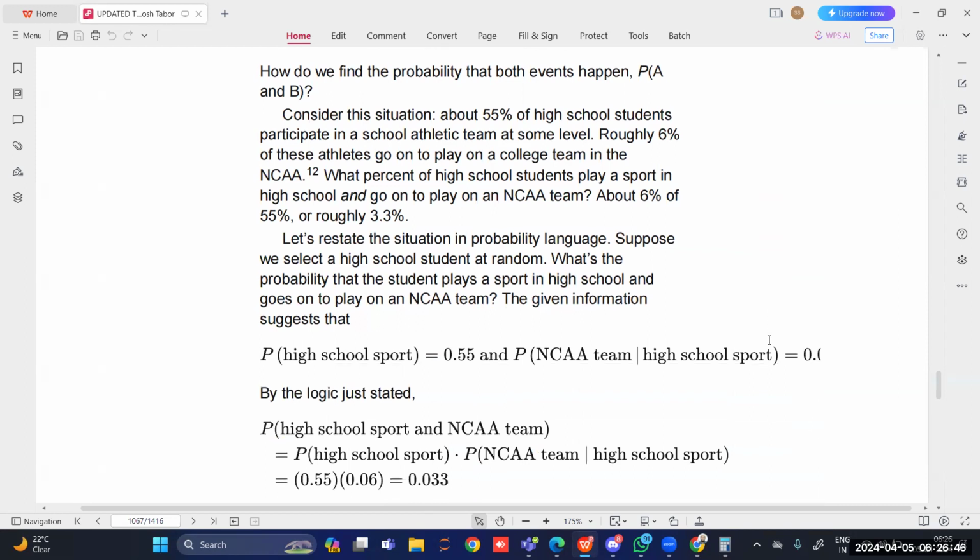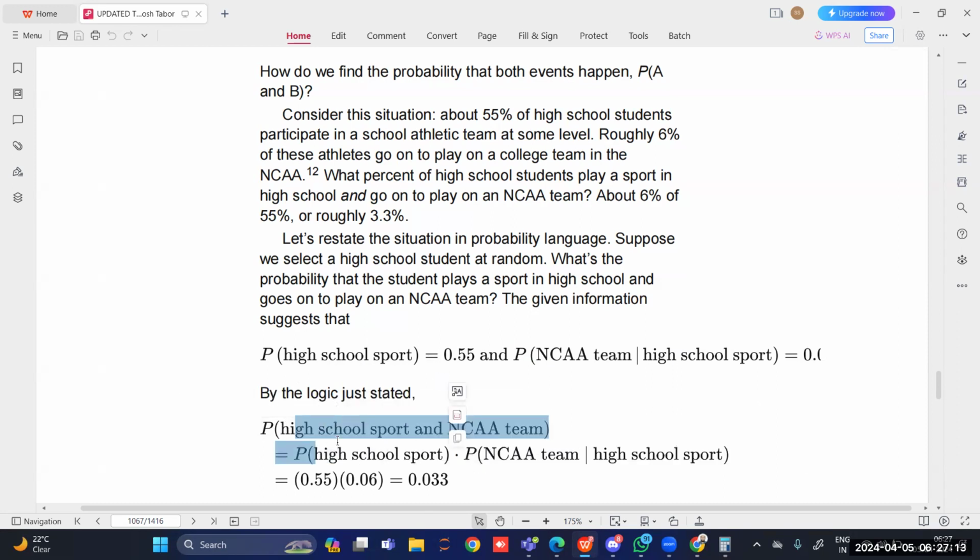The given information suggests high school sport is 0.55, 55%. NCAA team was given to be 6%, so it will be 0.06. By the logic, we have to find an intersection: students who go in both of them, high school sport also and NCAA team also. What do I need to find?